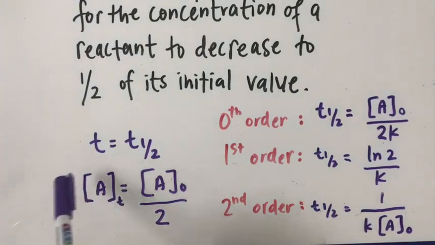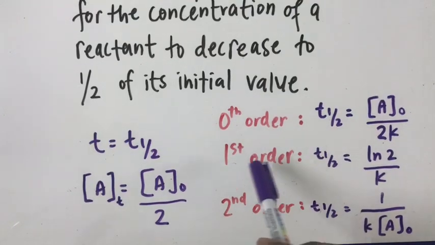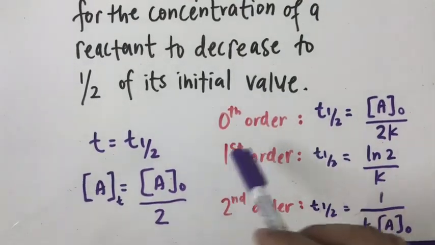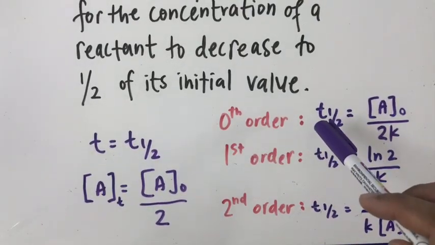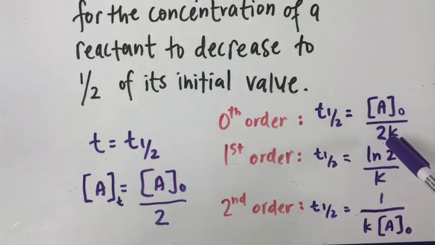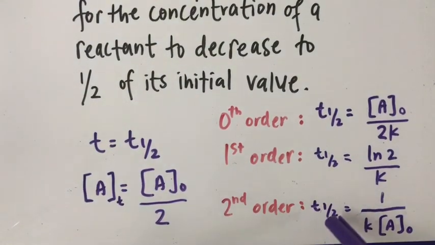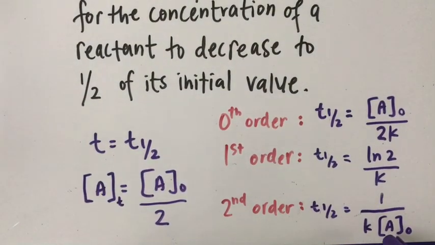When we substitute this into the original formulas for zeroth order, first order, and second order reactions, we get the t half for the respective orders. For zero order, t half is [A]0 over 2k. For first order, t half is ln 2 over k. And for second order, t half is 1 over k times [A]0.